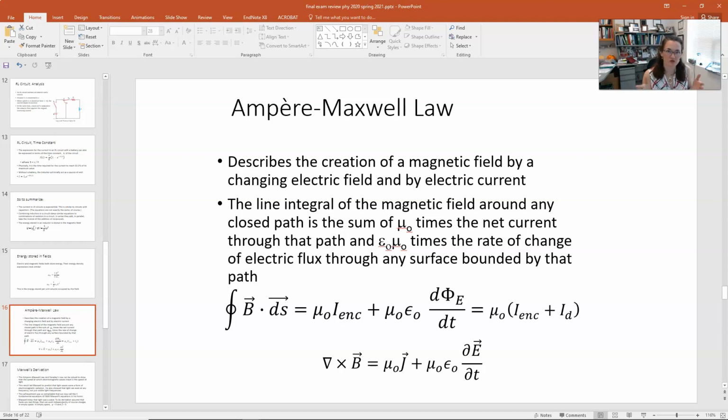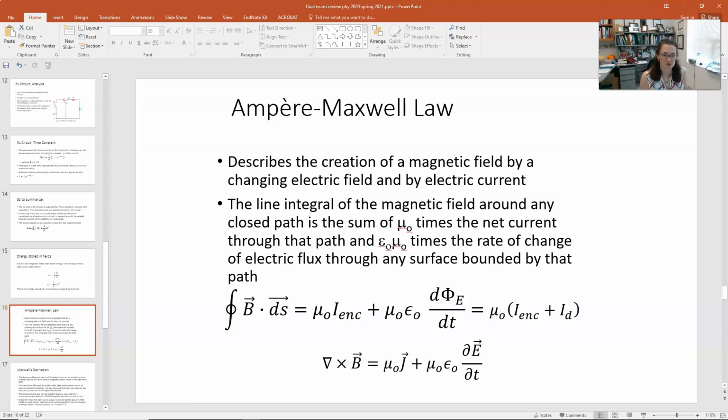And remember that we were first alerted to this problem with the capacitor plates. In other words, this mu naught I enclosed expression would not predict a magnetic field in between a charging capacitor plate, for example. But if you were to measure it there, you would find a magnetic field there. And so to account for that, we talk about the so-called displacement current that Maxwell introduced. And so now we have the Ampere-Maxwell law, which includes the contribution of any enclosed currents and also any changing electric fields that might be present.